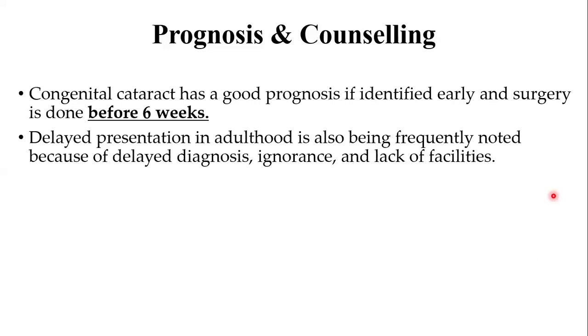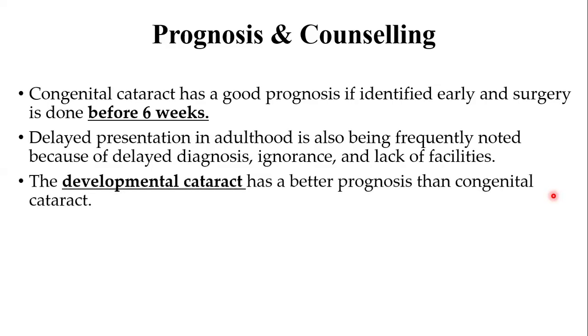Usually, patients with developmental cataract will have better prognosis. Developmental cataract usually will be in the first 2 to 3 years, and usually it is progressive cataract. For example, a patient with zonular cataract that starts early, then with time it progresses and becomes more dense till it becomes a dense cataract or total cataract.